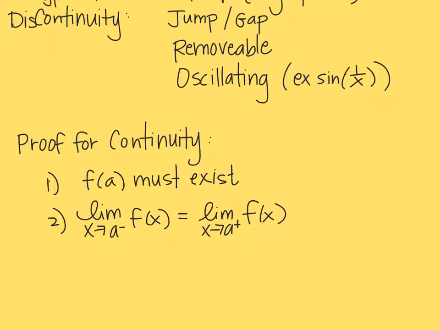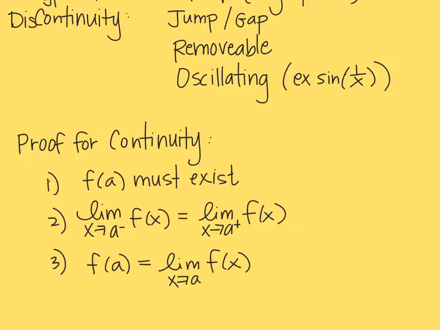So you've got 1, F of A must exist. 2, the left and right hand limits must exist. And 3, what must be the final conclusion? All of that should equal the same number. Because you could have F of A exist and be something, and you could have the two limits exist and be equal, but you don't necessarily know if all three of those things are equal to each other. So the last part that makes something continuous is that F of A must equal the limit as x approaches A that you just established from the second part. That's the proof for continuity. You have to state that final thing, that those things are all equal.